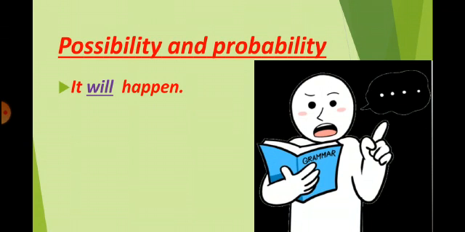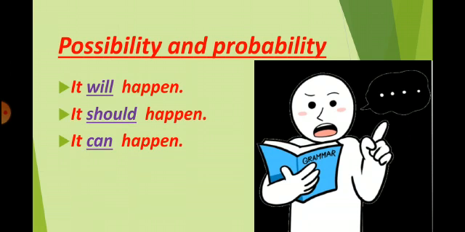You can see on the screen one example: it will happen. Will is highlighted. So it is certain. You are sure. You are confident that it will happen. Next example, it should happen. Should is highlighted. It is probable. It is likely to happen. Is there a good chance that it will happen?